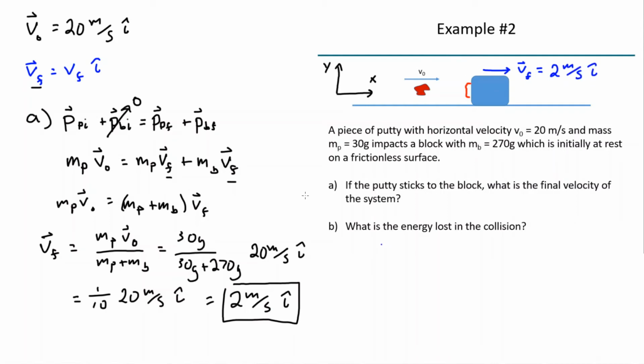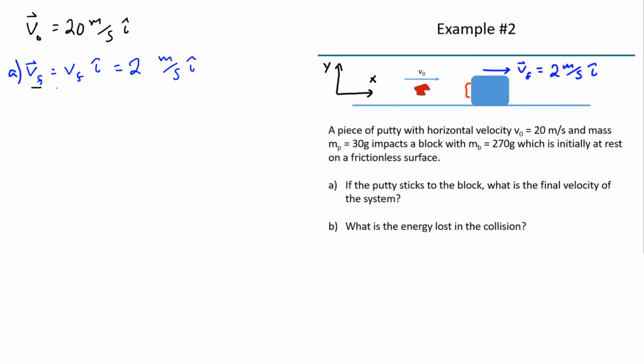Okay, that's pretty easy. All we had to use here was conservation of momentum. We didn't have to worry about energy. We didn't have to worry about anything except for saying that the momentum of the system was conserved. That allowed us to figure out how fast the block plus putty slide across the table after they stick together. So we found V final, the final velocity of the putty and the block after they stick together and start sliding across the table. They slide across the table at 2 meters per second.